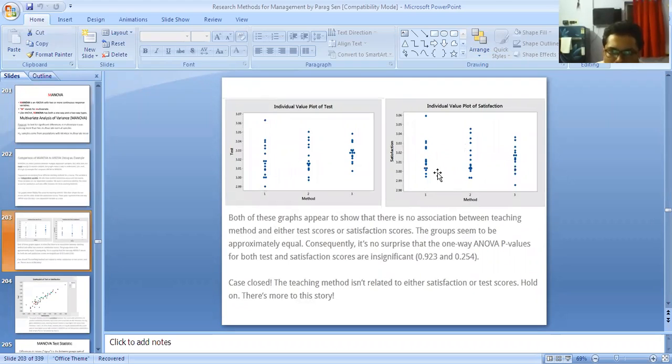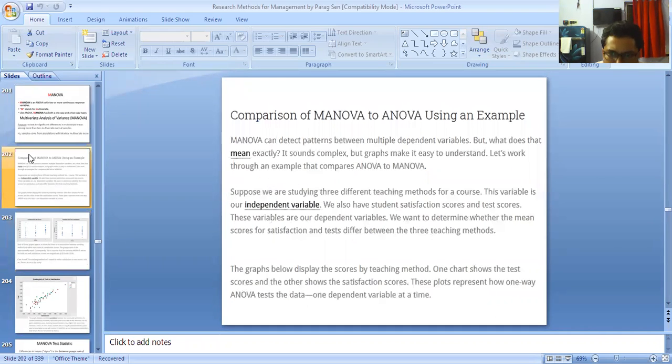Both of these graphs appear to show that there is no association between teaching method and either test scores or satisfaction scores. The groups seem to be approximately equal. Consequently, it's no surprise that the one-way ANOVA p-values for both test and satisfaction scores are insignificant. You can see 0.923 and 0.254.